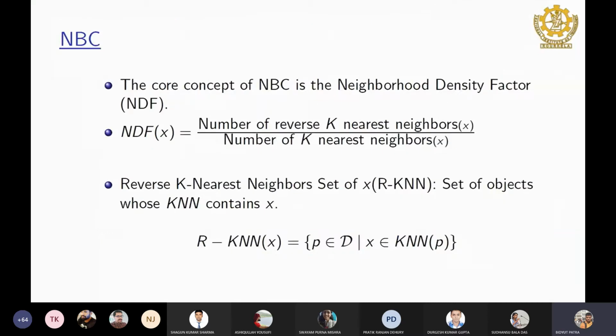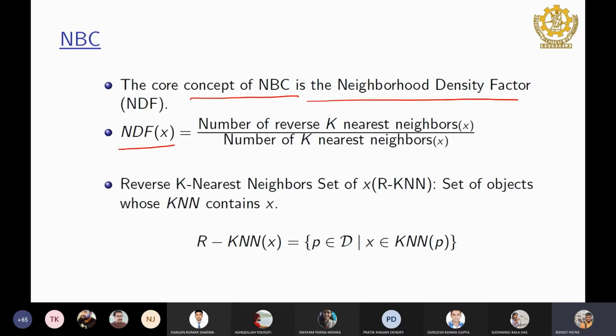So here is the NBC. The core concept of the NBC is the neighborhood density factor, that is NDF. In the earlier concept, we had the core point, border point, and the noisy point. Here also we will do the same thing, but in a different way. So we need to understand what the neighborhood density factor is.